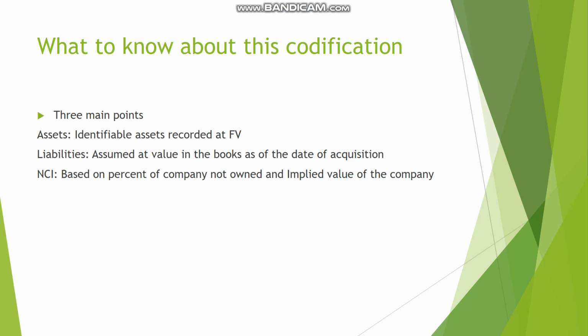These three main takeaways reflect the original name of the topic. So with assets, we are going to be recording all identifiable assets at the fair value. Liabilities are going to be assumed at the value in the books as of the acquisition date. And lastly, non-controlling interest is based on the percent of the company that is not owned by the acquirer, as well as the implied value of the company itself.